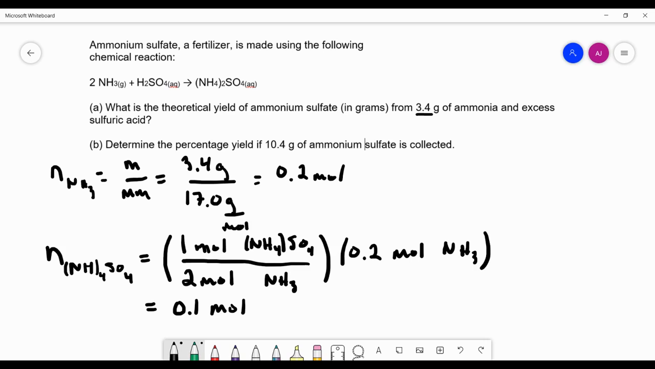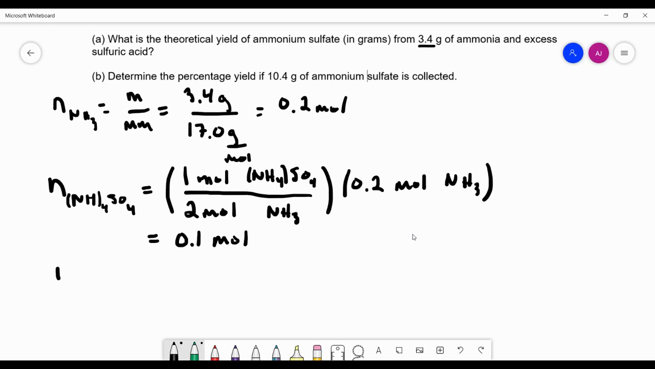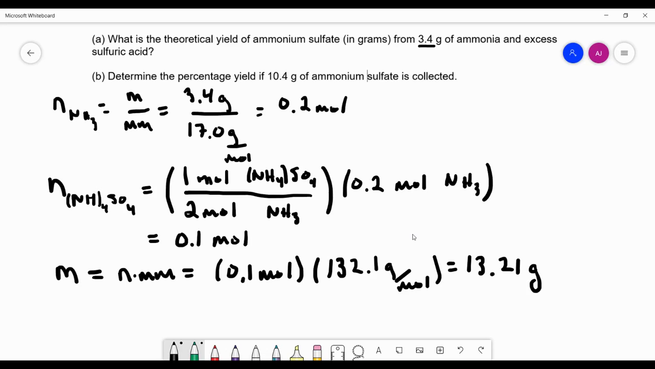This is an example of one that you might be able to do by inspection, just realizing that you just need to divide by 2. But what you're doing mathematically is always multiplying and dividing by this ratio right here. So if we react 0.2 moles of ammonia, we produce 0.1 moles of ammonium sulfate. Now let's convert that back to a mass. So the balanced chemical equation tells us that if we react 3.4 grams of ammonia, we should produce 13.21 grams of ammonium sulfate. This is the theoretical yield.